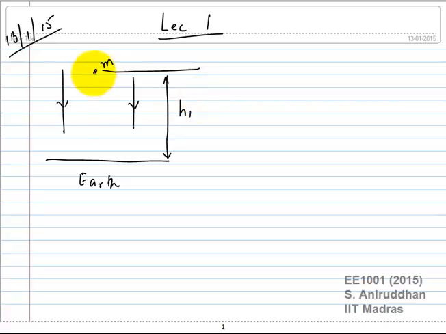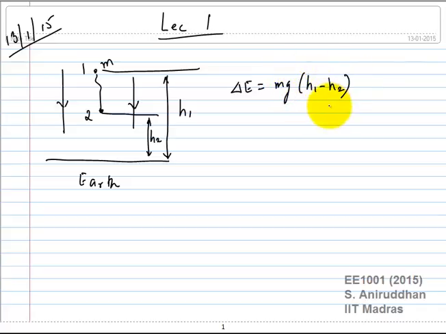Let us say this mass takes some path and moves to a new location. So this is location 1, this is location 2 at a different height. Let's say that second height was h2 above the surface of the Earth. You know that there is a difference in potential energy between the two locations. What is the difference in potential energy? This is the difference in potential energy that the mass has experienced when moving from location 1 to 2.